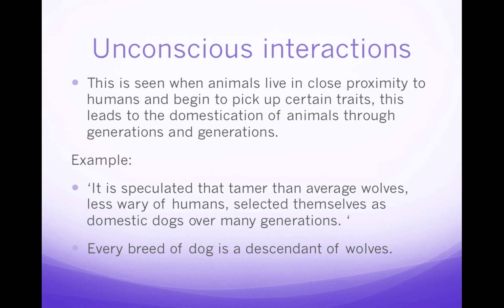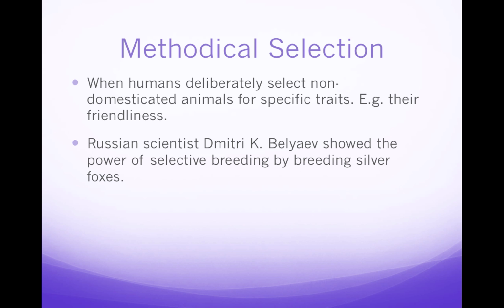It is speculated that tamer than average wolves, less wary of humans, selected themselves as domestic dogs over many generations. Every breed of dog is a descendant of wolves.